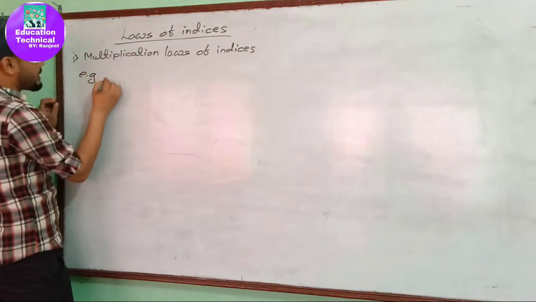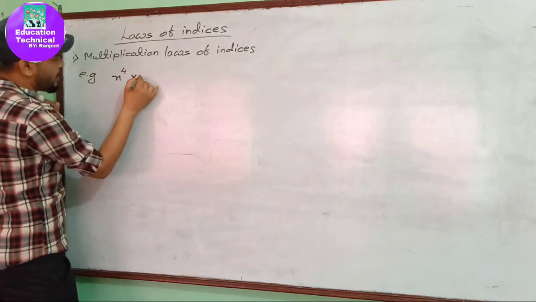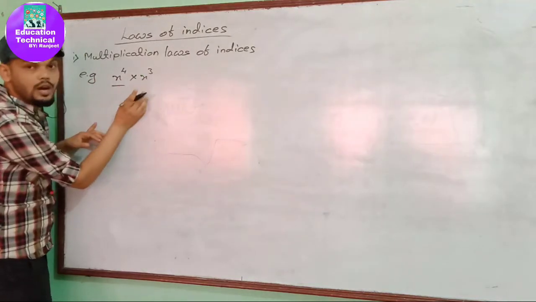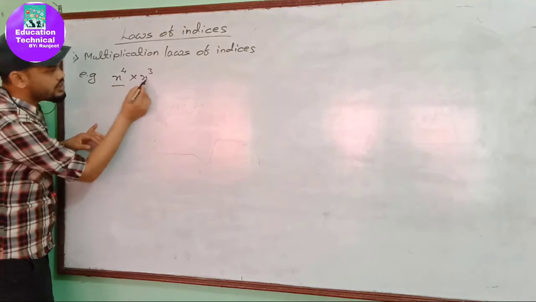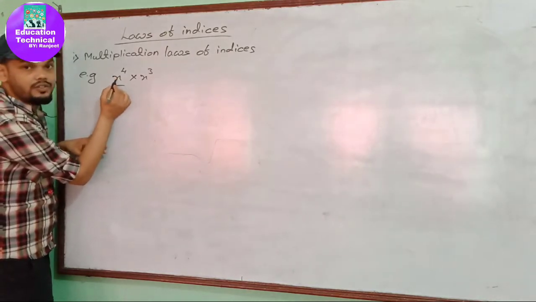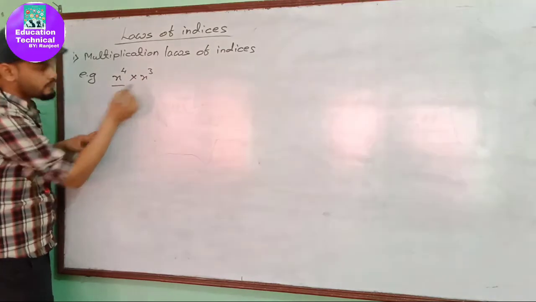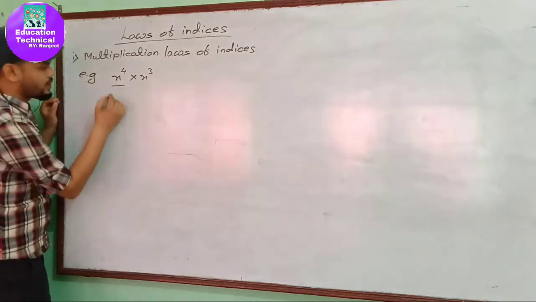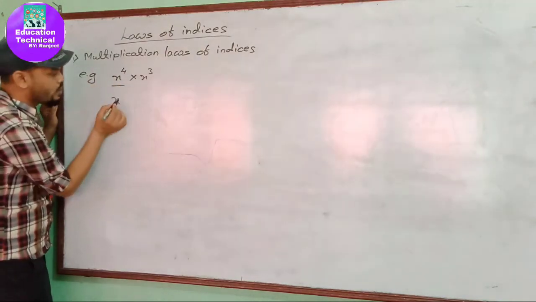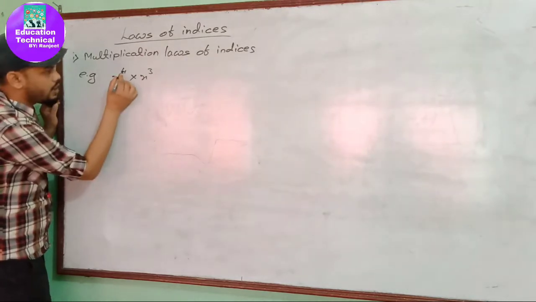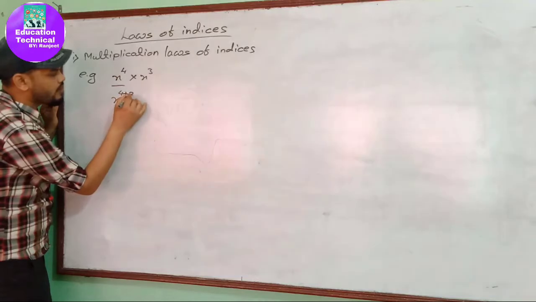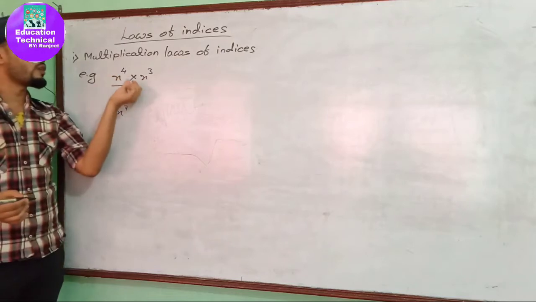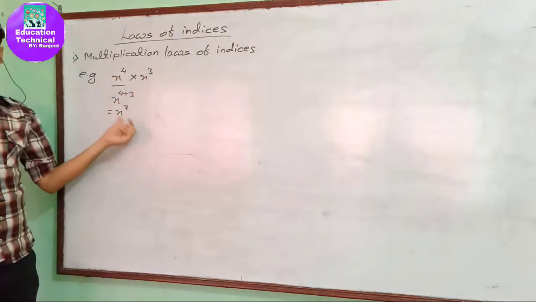Let me consider an example, that is x power 4 into x power 3. Here we find that this one is our algebraic term, this one is also our algebraic term. In both these algebraic terms they have the same base, that is x. So if we have to multiply these two algebraic terms, then their powers are only to be added. We write the same base, that is x, and 4 plus 3, that means simply we can write x power 7. So the product of x power 4 into x power 3 is x power 7.